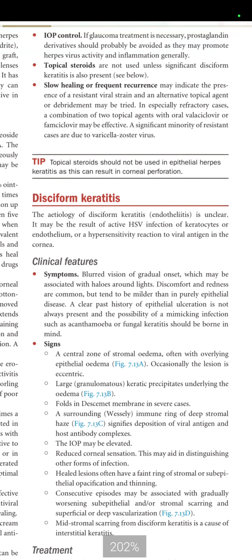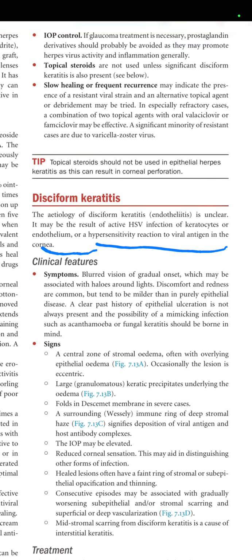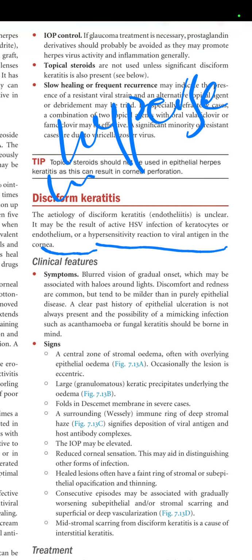So disciform keratitis, the etiology of disciform keratitis, endothelitis, is unclear. One thing is that disciform keratitis is also known as endothelitis. It affects the endothelium of the cornea. It may be the result of active HSV infection of the keratocyte or endothelium. Also, as with epithelial keratitis, it is an active HSV infection or a hypersensitivity reaction to a viral antigen in the cornea. So hypersensitivity reaction is an immune mediated reaction to the antigen.